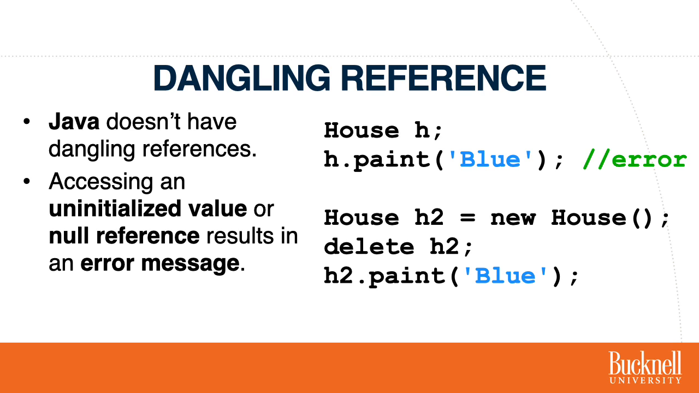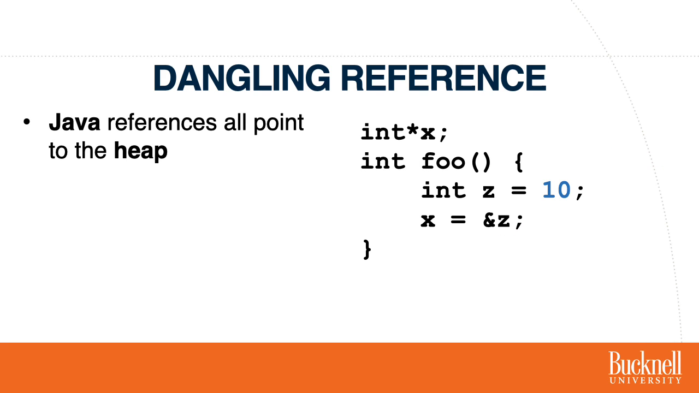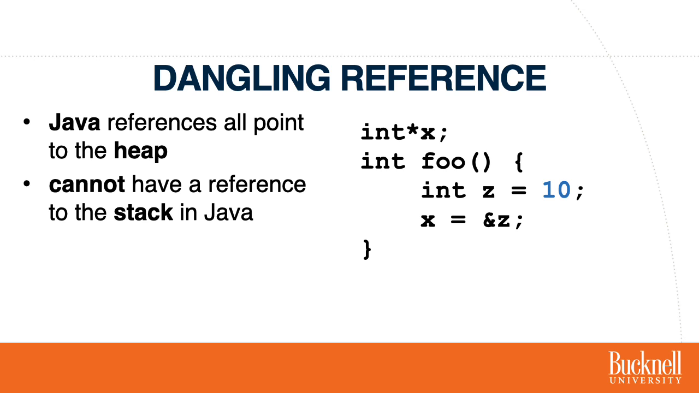Well, what if we create a house, actually create the house this time, allocating space on the heap for a house object. Then we delete house too, and then try to paint it blue. Well, Java won't allow this either. There is no delete in Java. Java references all point to the heap, so the earlier example with foo won't work. You cannot have a reference to the stack with a pointer in Java.